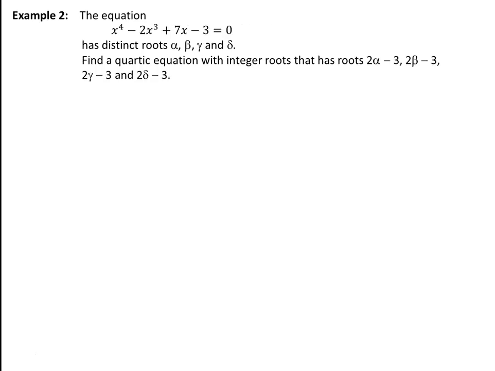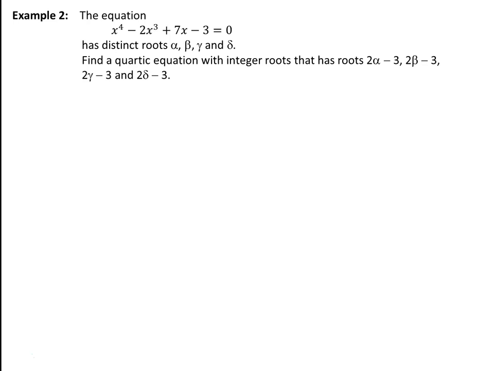For our second example, we have the equation x to the 4 minus 2x cubed plus 7x minus 3 equals 0 has distinct roots alpha, beta, gamma and delta, and we're going to find a quartic equation with integer coefficients that has roots 2 alpha minus 3, 2 beta minus 3, 2 gamma minus 3 and 2 delta minus 3.